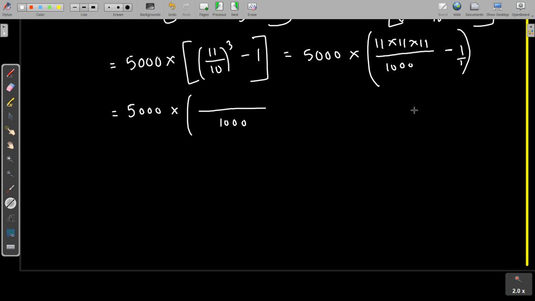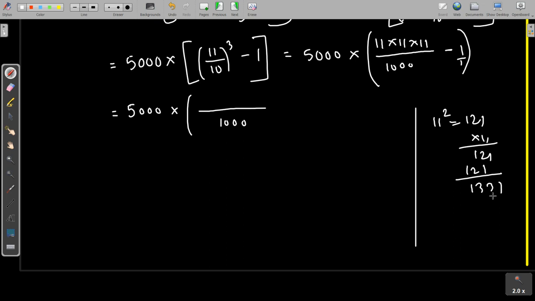Now I'm going to find the product of 11 times 11 times 11, so basically the cube of 11. What is the cube of 11? The square of 11 is 121. So we multiply 121 with 11 and we would get 1331, if I'm not wrong. Let me check. 1 2 1, yeah, 1 3 3 1, right? So now I have 1331 minus 1000, the product of these two.